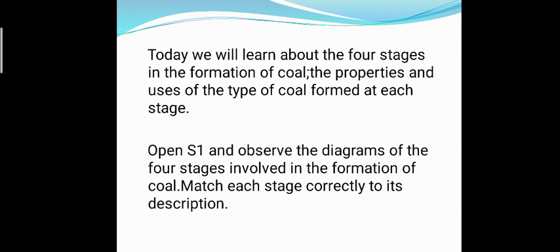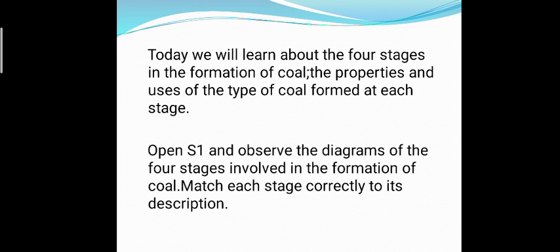So students, today we will learn about the 4 stages in the formation of coal, the properties and uses of the type of coal formed at each stage. So now open your volume book S1 and observe the diagrams of the 4 stages involved in the formation of coal. Match each stage correctly to its description. And then read the section Formation of Coal from the Excel content book to identify their properties and uses.